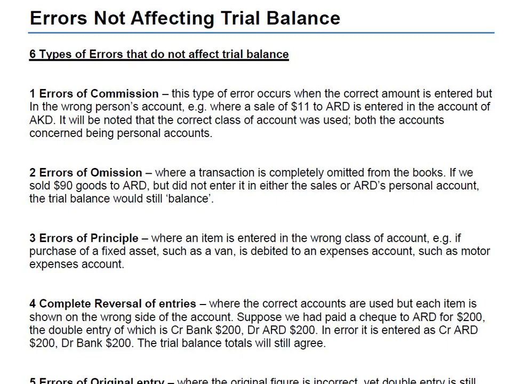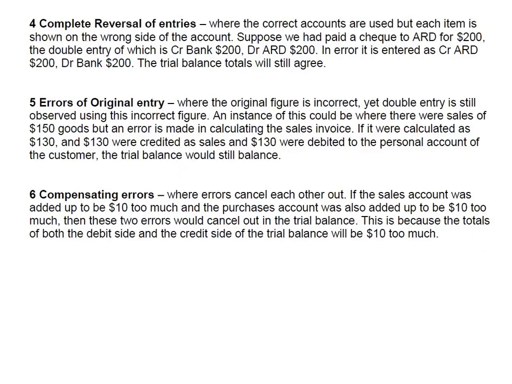For example, ARD is a customer. He has paid us, for example, $200. So whenever a customer pays us money, we make an entry: bank would be debited and customer ARD account would be credited. Now what did we do? We have made the reversed entry. We credited the bank and we debited ARD's account by 200. This is known as error of reversal. The account that should have been debited is credited and the account that should have been credited is debited. Now we need to correct this error.